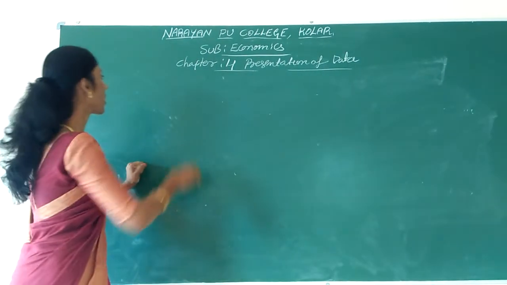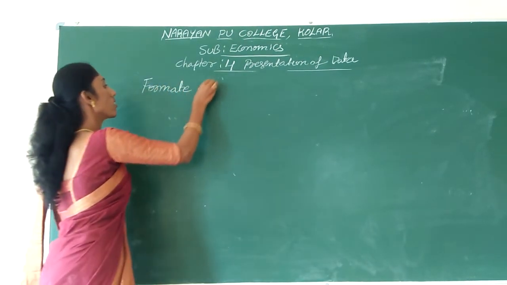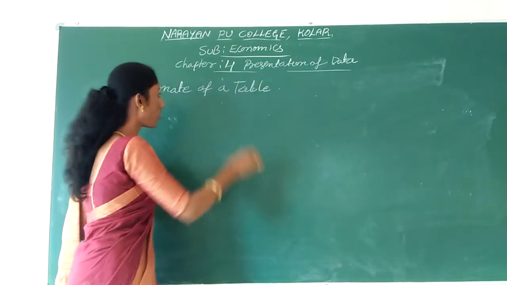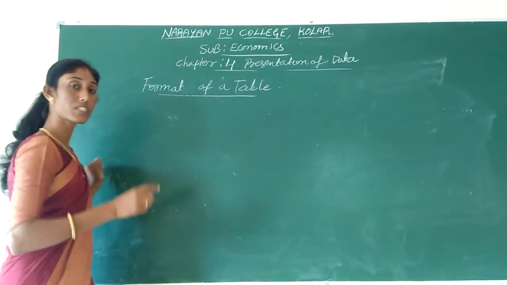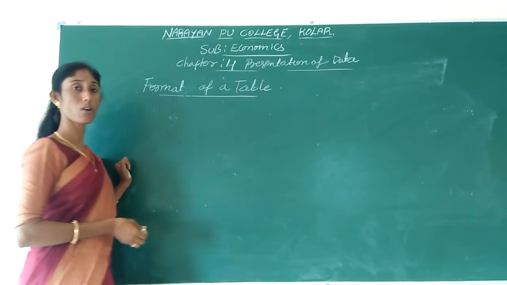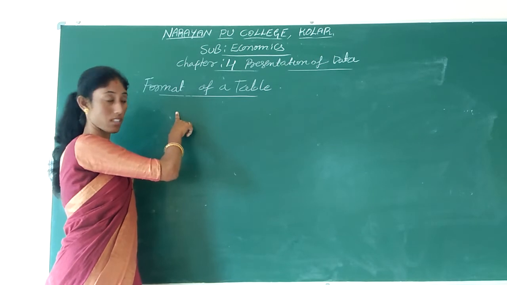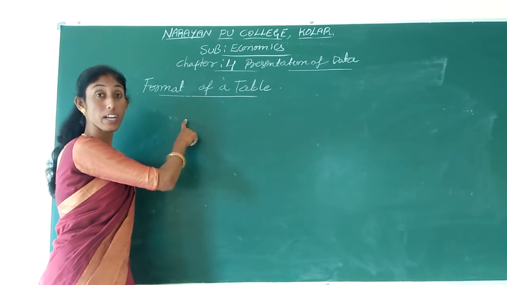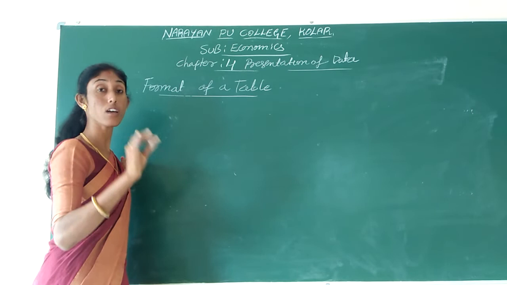Now we are discussing the format of a table. Got it? Format means we need to write a table by mentioning all 8 parts in the table. We all know that this is also very important for examination sake. They will ask as a practical question for 5 marks: Write the format of a table. It means all 8 parts we need to mention and draw one particular table.